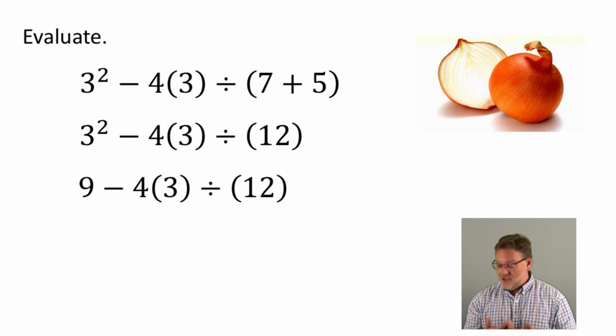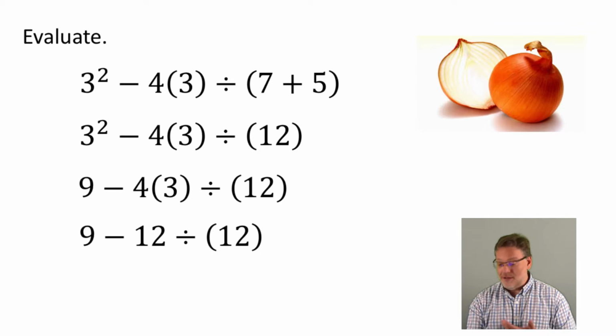We have multiplication, division, and subtraction inside of there. Multiplication and division happen before subtraction. Multiplication and division have equal priority, so multiplication in this case, since it occurs first, left to right, is done first. 4 times 3 is 12. And then 12 divided by 12, that's 1. 9 minus 1 equals 8. So that was one example of this.